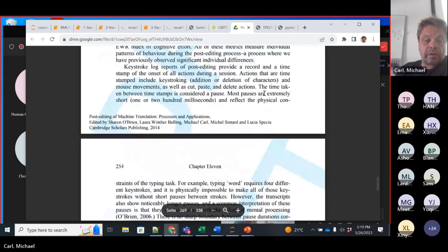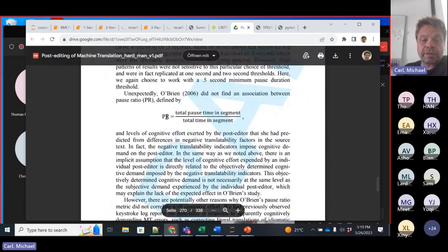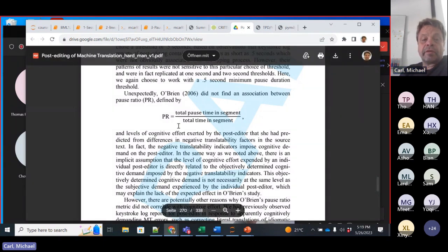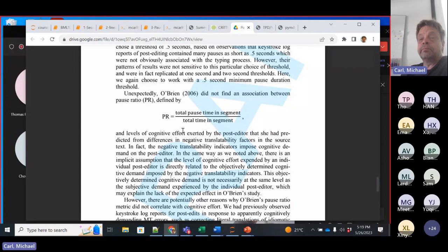Another measure is this total pause time. This is PR, pause ratio, I think: total pause time in a segment divided by total time in a segment. We have segments, of course, in these SG files that we just looked into. These would be segments, and we can look into the pause time and the total time. And the pause time would be the time that is not in a translation burst, I guess.